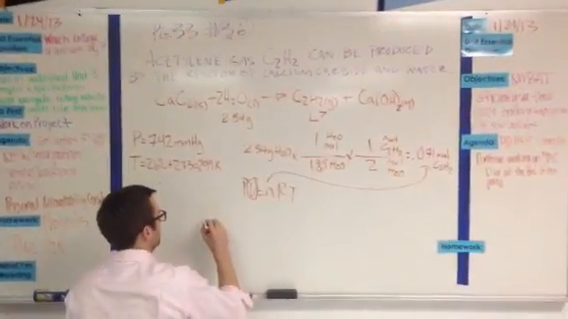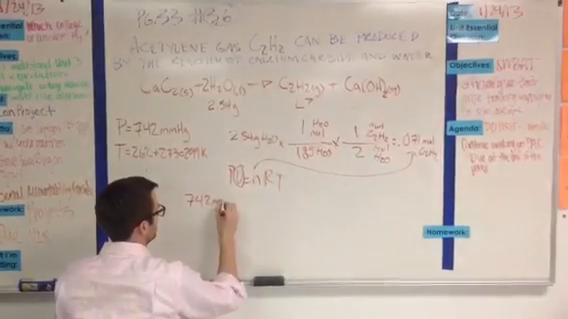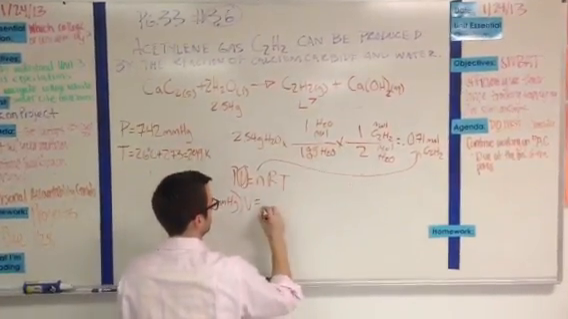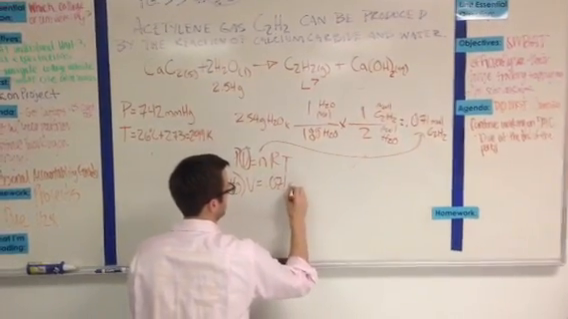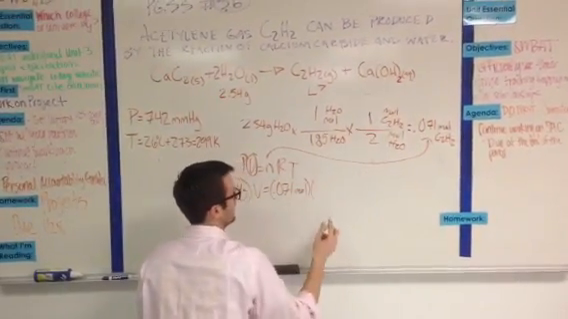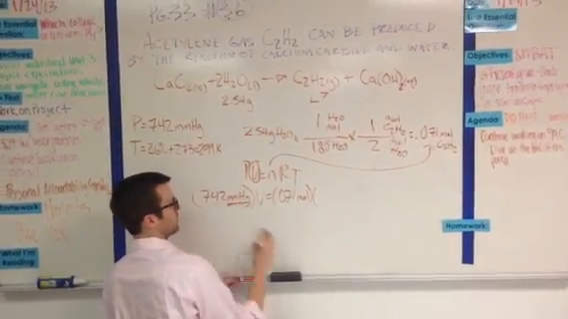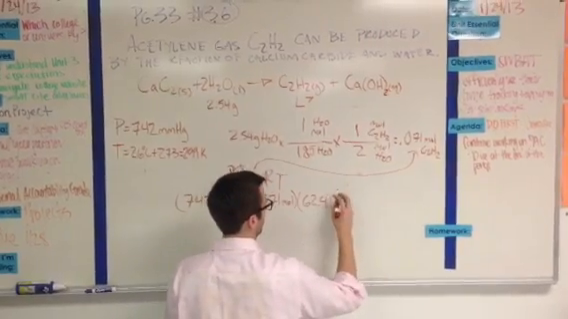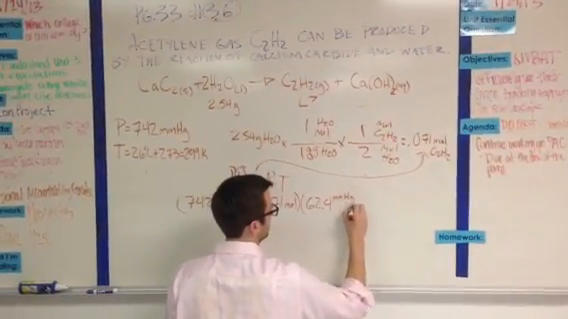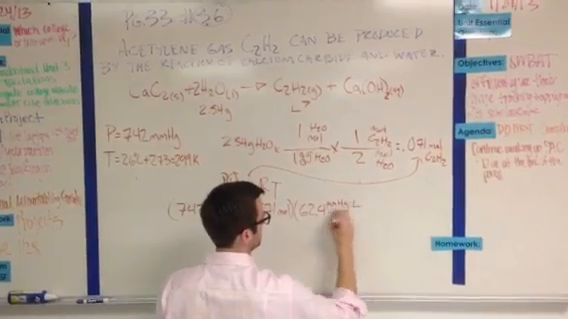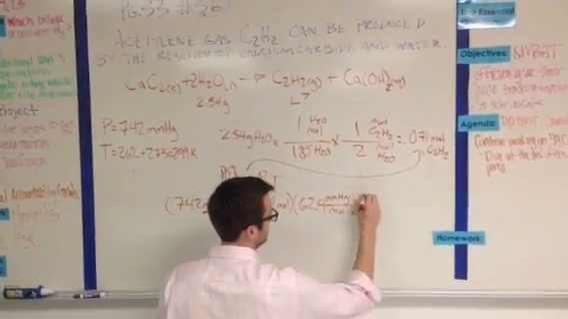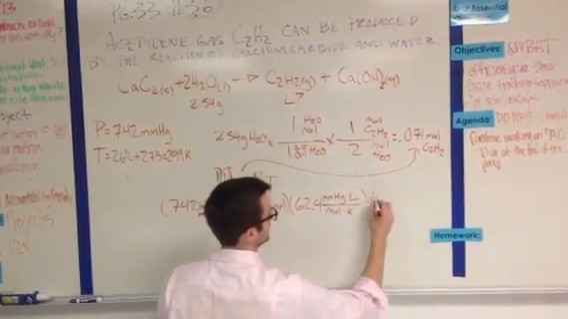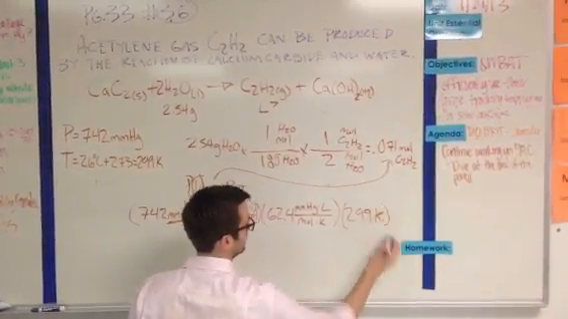You're going to get 742 millimeters of mercury times V equals 0.071 moles for the n. The R constant, because you're using millimeters of mercury, if you look on the periodic table, is 62.4. And then the units for that are millimeters of mercury times liters over moles times Kelvin. And remember, this is just a unit. This is not a formula that you plug into. And the temperature is 299 Kelvin.